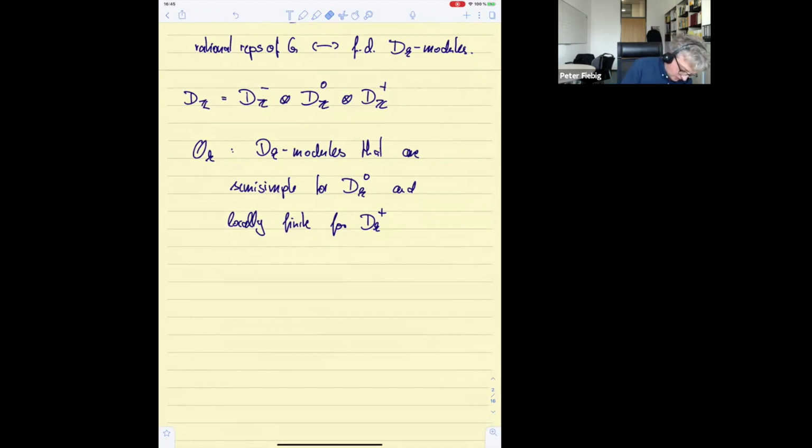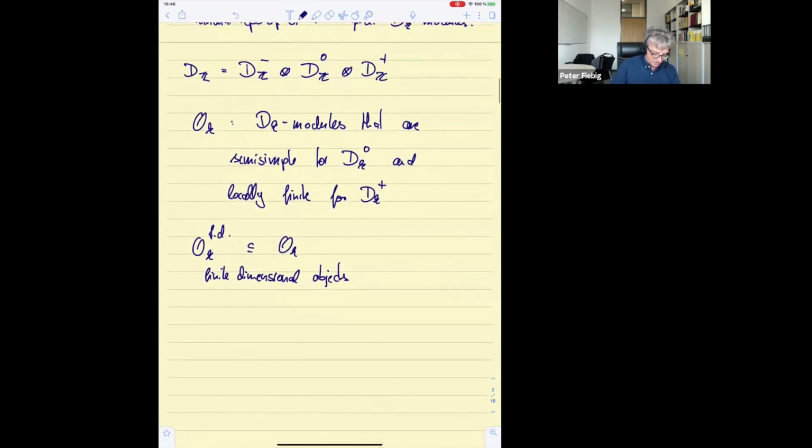So we're interested in O_K finite dimensional. So these are the finite dimensional integrable objects inside this category. In this talk, I'm kind of ignoring the question about the simples. I'm focusing on the tilting modules and the Weyl modules. And it turns out they can be lifted to the p-adic integers.